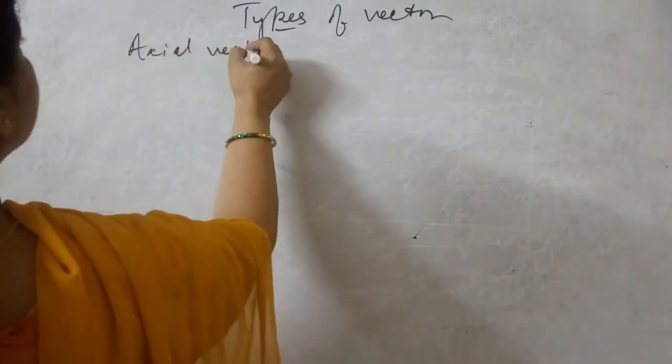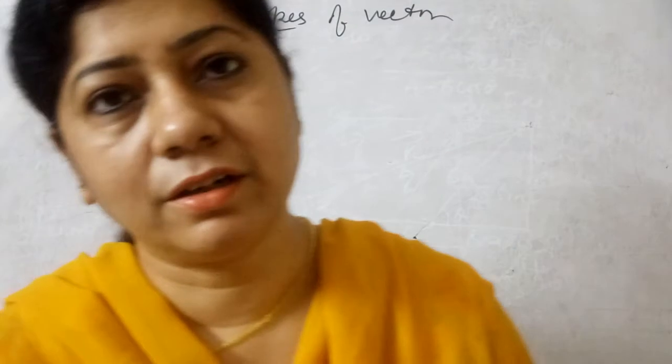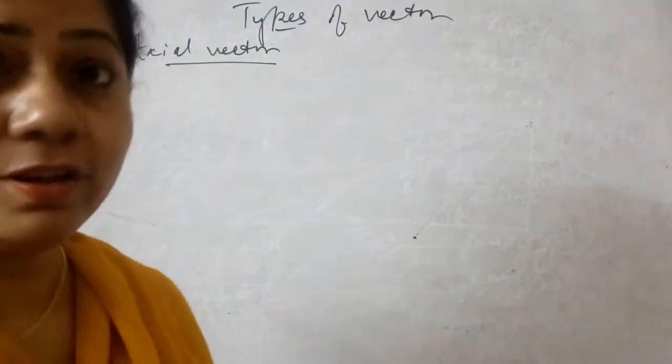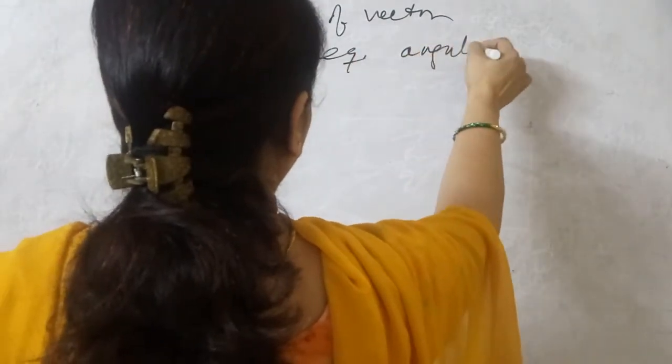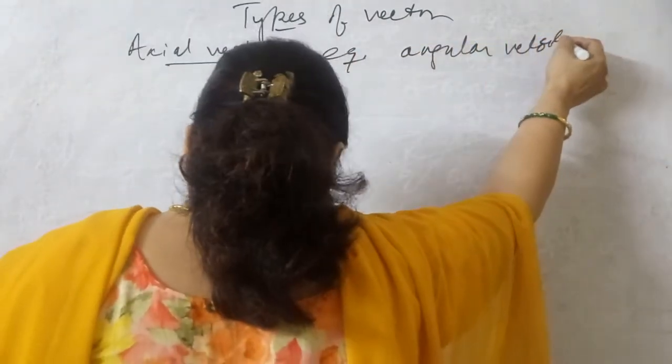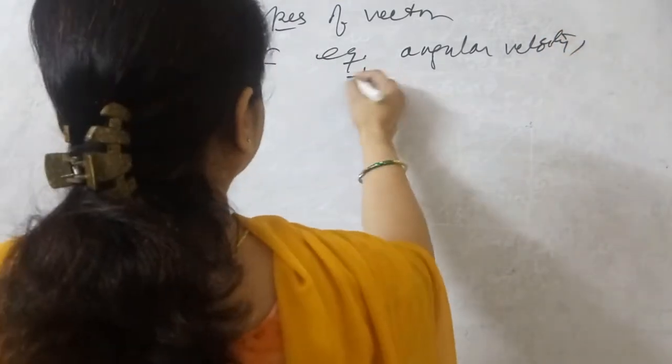Axial vector. The name itself is very convenient. It gives an indication that when we have a physical quantity that is not along a straight line but along a certain axis, we call this the axial vector. What could be an example of this? We can have angular velocity, then torque, then angular momentum. All these come under this category.